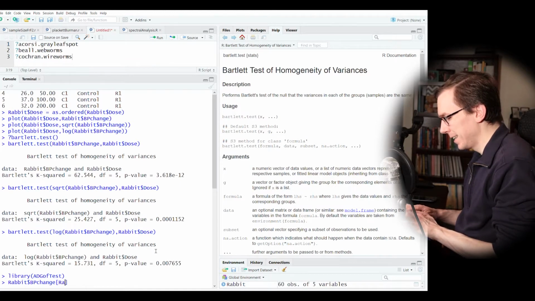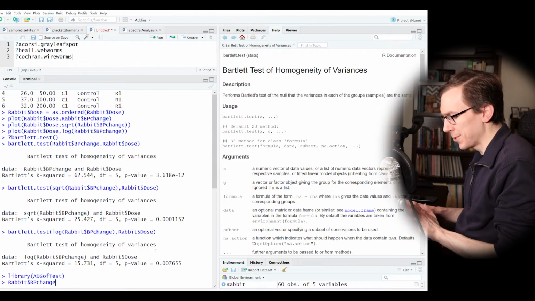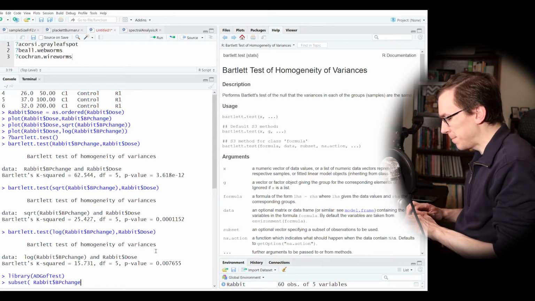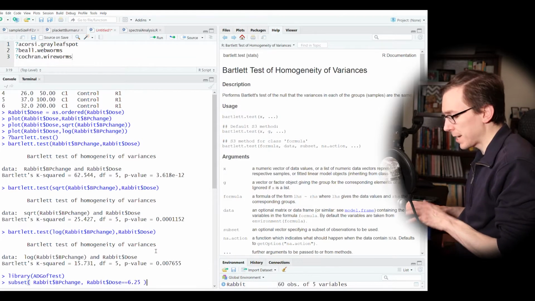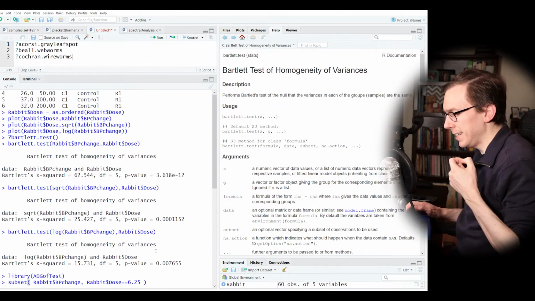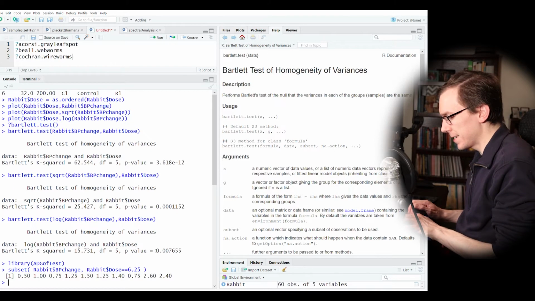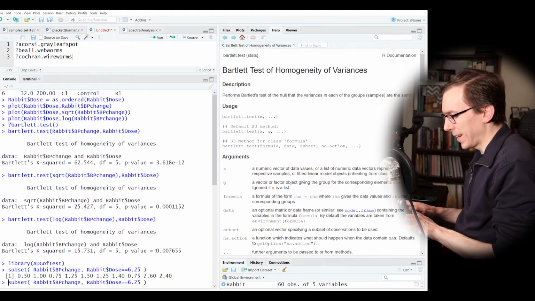So I should be able to, well, let's use subset. Let's do this properly, rather than trying to do it on the line like this. We will say subset rabbit BP change, and we want rabbit dose equal to, let's say, 6.25. This command should take out only the data points where the dose is 6.25. That's kind of a small data set, but we have to do a couple things first.